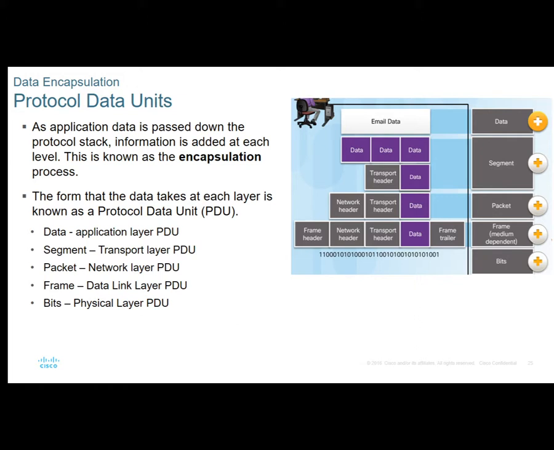Notice as email data goes out, you've got data, with a transport header on the data. Gets down to here, and then it has the transport header, but also a network header. And then it gets down here, and then it has the transport header, network header, frame trailer, frame header. And then look at the bottom one, ones and zeros.